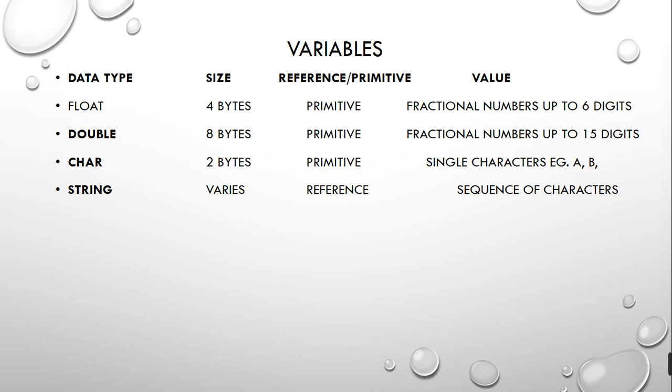Then the next one we'll talk about is the character, which is char for short. So char has 2 bytes in memory and stores single characters, A, B, or you can store symbols such as the @, $ sign, modulo sign, and many more.